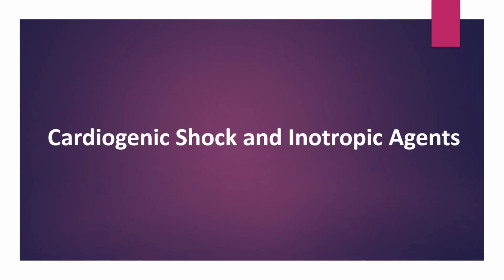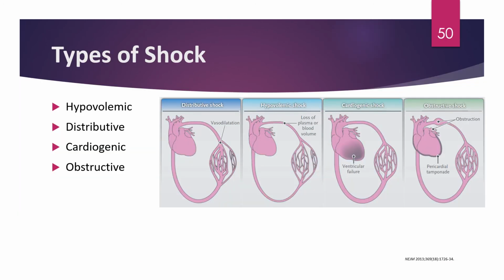Last shock we'll talk about is cardiogenic shock and the different inotropic agents we have. So cardiogenic shock is our third main shock, and it's a result of ventricular failure. So this is a pump problem. Hypovolemic shock was a volume problem. Distributive shock was a vascular tone problem. Cardiogenic shock is a pump problem.